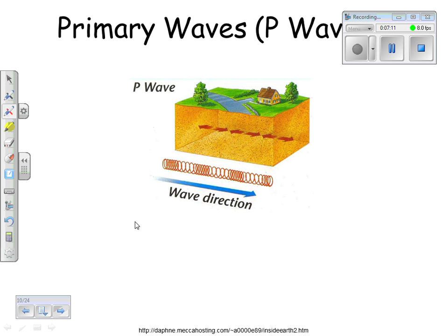Okay, so let's go back and talk about the waves really quickly. There are two types of waves in an earthquake. There's primary, or what we call P waves. Now P waves are sometimes called compression waves.